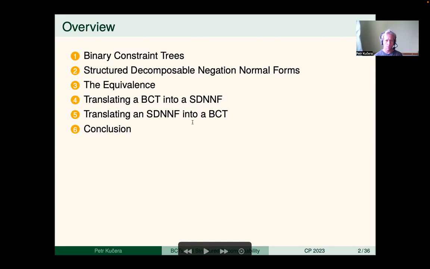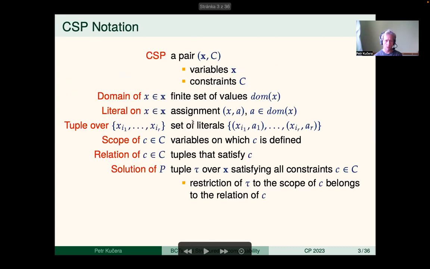And then I would like to briefly give an idea on how we can translate a binary constraint tree into an SDNNF, and then the opposite direction. And then I would like to conclude the talk. So we will be talking about representation of constraints.